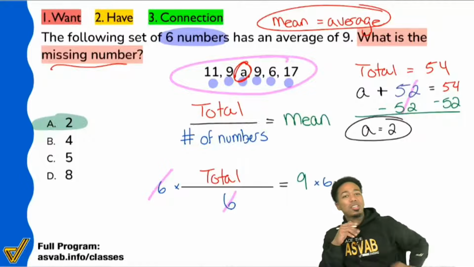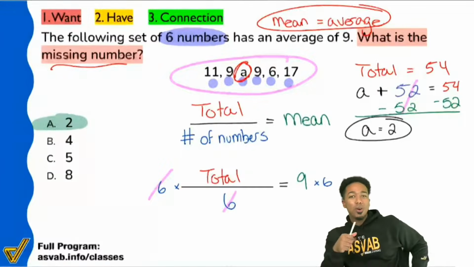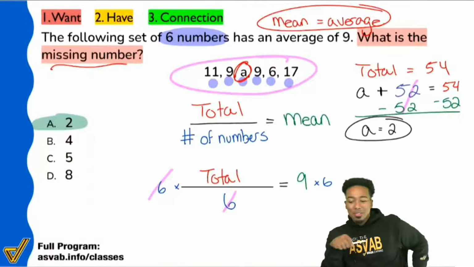Everybody, is this getting a little bit easier for you? Are you seeing the path to making this a lock for you on the ASVAB?